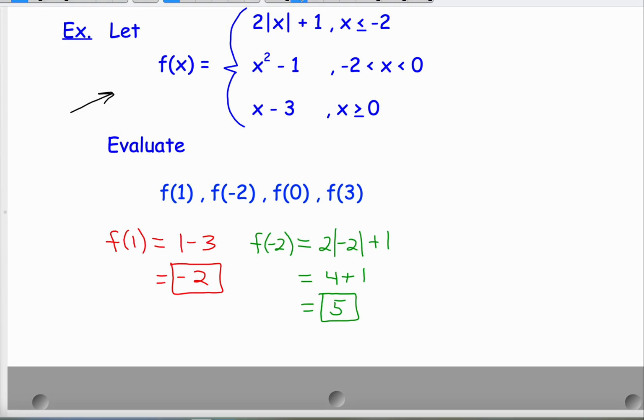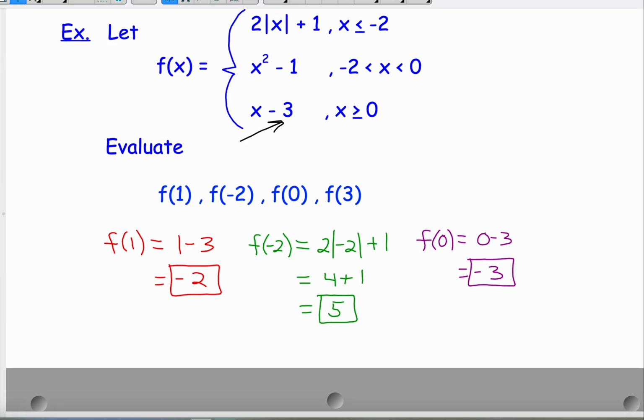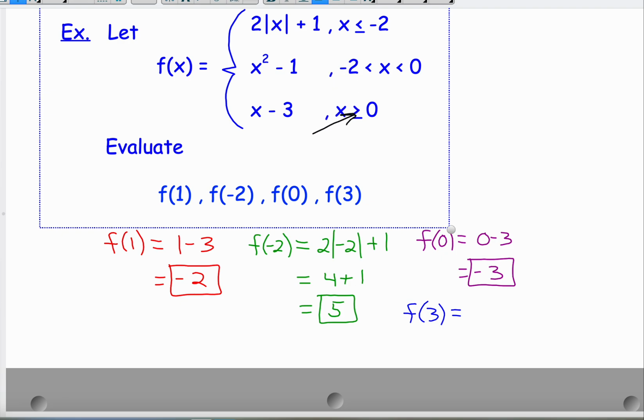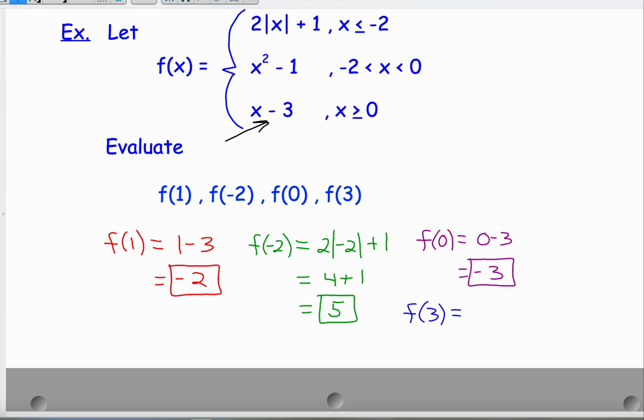All right, how about f of 0? Okay, which one should I use here? Well, my input is greater than or equal to 0, this is the one I want to use, so I'm simply going to subtract 3. So all I'm going to do is my input minus 3, which is -3. And then lastly, let's do f of 3. Once again, figure out which one we're looking at here. My input is 3, not true, not true. It's true here, so that's what I'm going to use. So I'm going to take my input and subtract 3 from it, and I get 0.